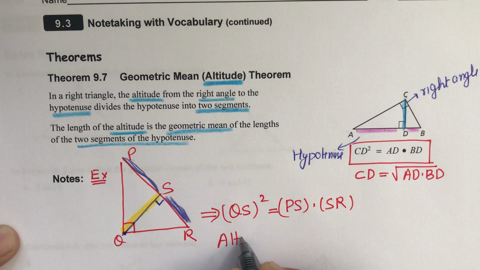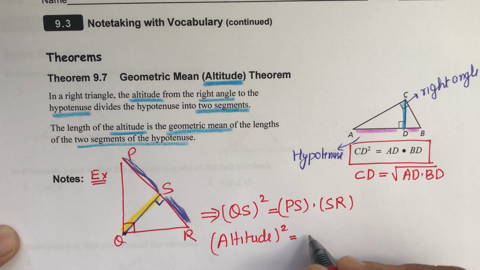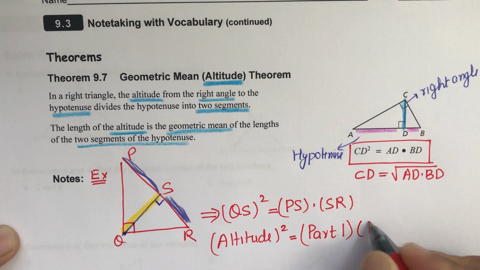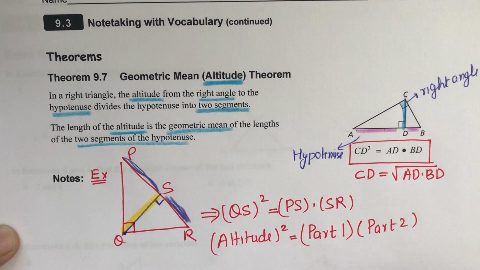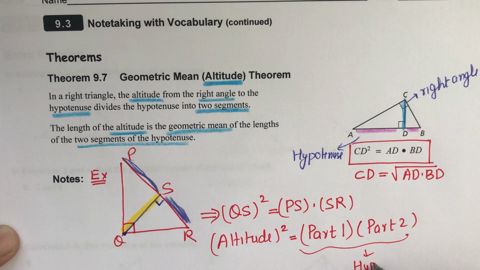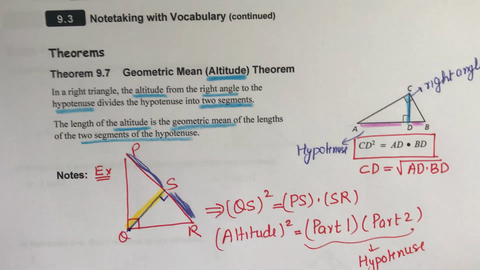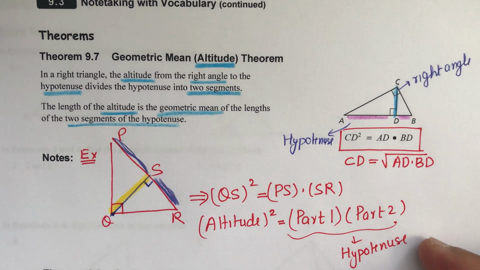You can say altitude squared equals part 1 times part 2, or segment 1 times segment 2. And where are they coming from? That we have to keep in mind. They're coming from the hypotenuse. All right, I hope you get this. So this is a very important theorem.